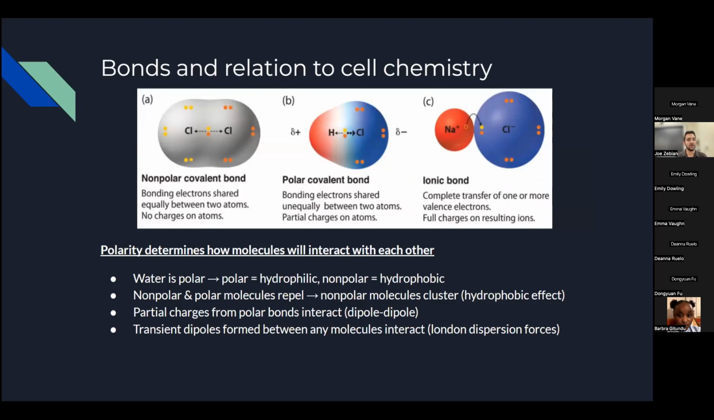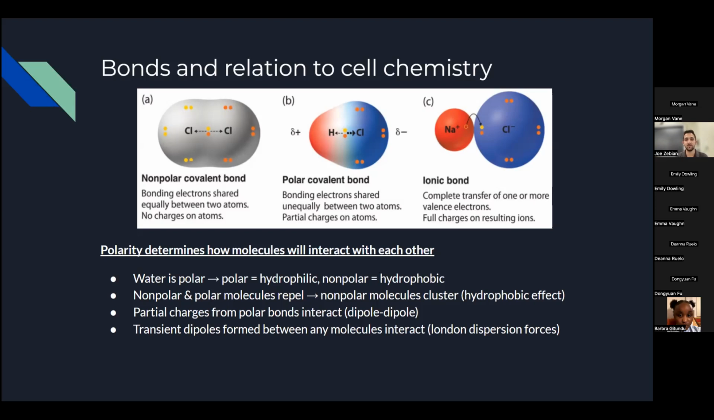Okay, so now let's quickly go over bonds in relation to cell chemistry. These are challenging. You may have learned them before, you may not have. I think I've learned them 3 times and I still don't always get them all right. So the way that I like to break it down is, first, nonpolar covalent bonds. That's just where bonding electrons are shared equally between the two atoms. There are no charges. Charges are indicative of something that is polar. So you have no charges on your nonpolar covalent bonded atoms.